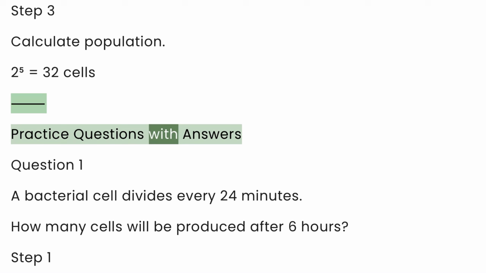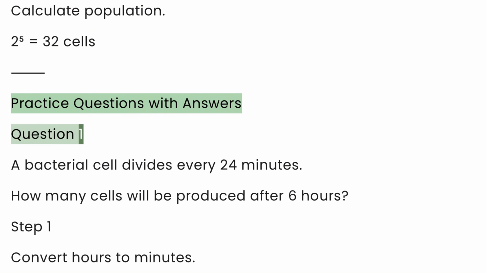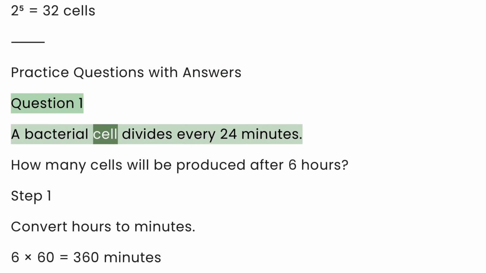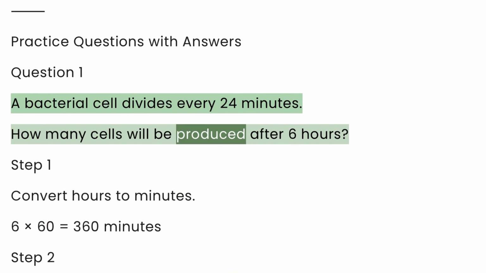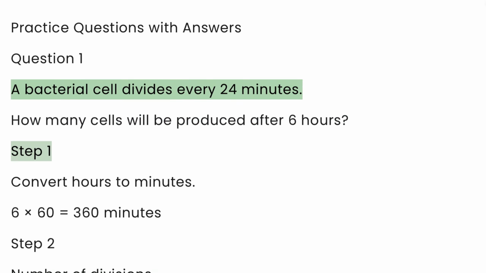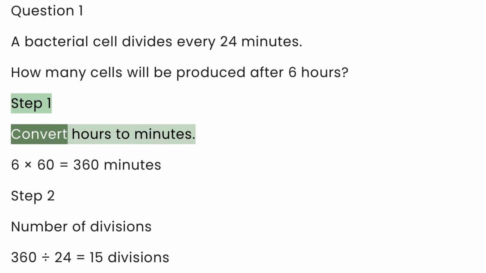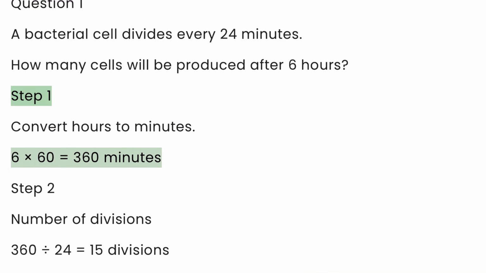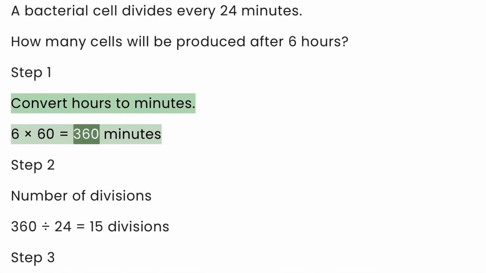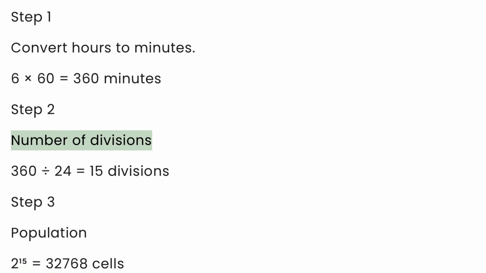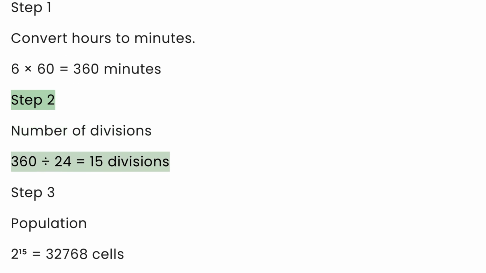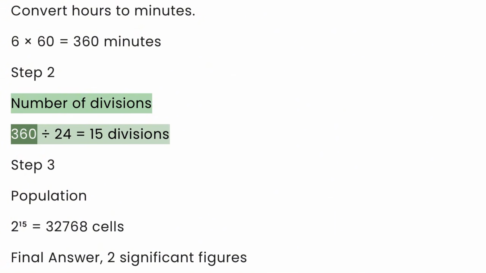Practice questions with answers. Question 1. A bacterial cell divides every 24 minutes. How many cells will be produced after 6 hours? Step 1. Convert hours to minutes. 6 × 60 equals 360 minutes. Step 2. Number of divisions. 360 divided by 24 equals 15 divisions.